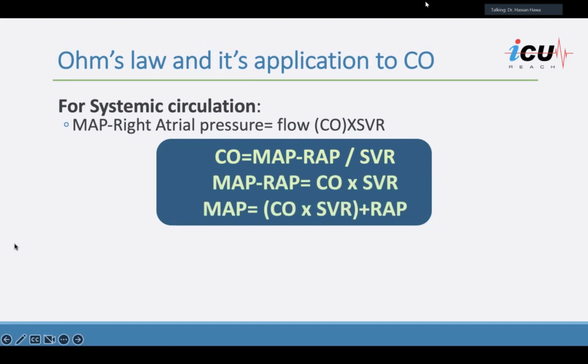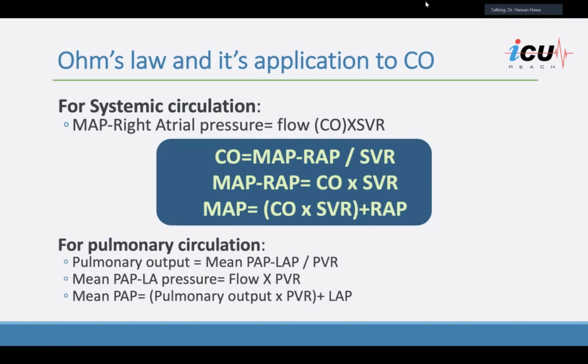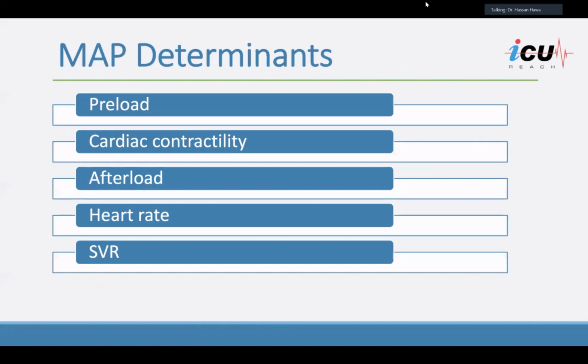Now, rewriting the equation to deal with the MAP alone, we will have the cardiac output times the systemic vascular resistance plus the CVP, or right atrial pressure. For the pulmonary circulation, we can apply the same principle as mentioned for the systemic circulation. From this, we can reach the conclusion that the determinants of the mean arterial pressure are the preload, the cardiac contractility, the afterload.